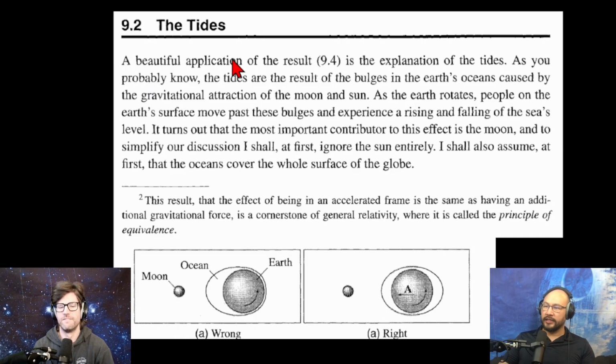The beautiful application of the result of 9.4 is the explanation of the tides. As you probably know, the tides are a result of the bulges of the Earth's oceans caused by the gravitational attraction of the moon and the sun. As the Earth rotates, people on the Earth's surface move past these bulges and experience a rising and falling of the sea's level. It turns out that the most important contributor to this effect is the moon, and to simplify our discussion, I shall, at first, ignore the sun entirely. I shall also assume, at first, that the oceans cover the whole surface of the globe.